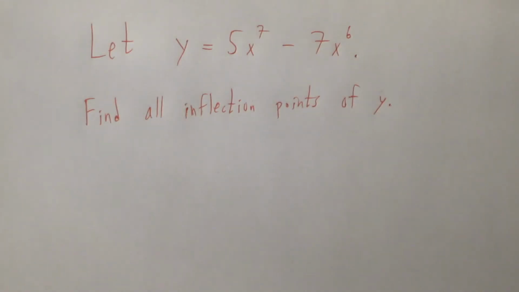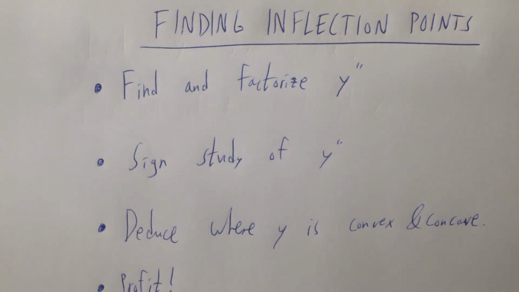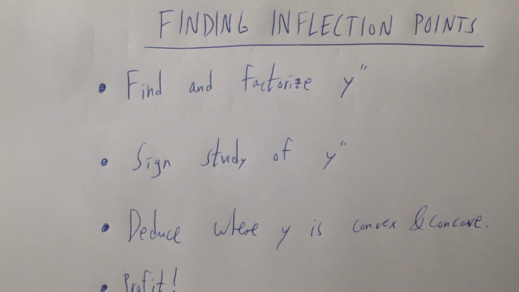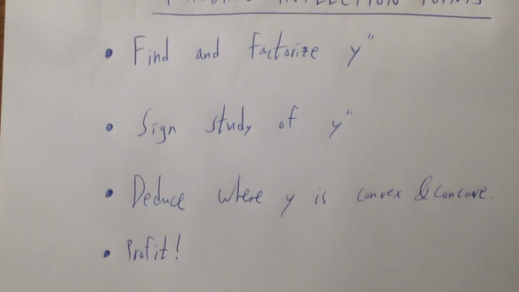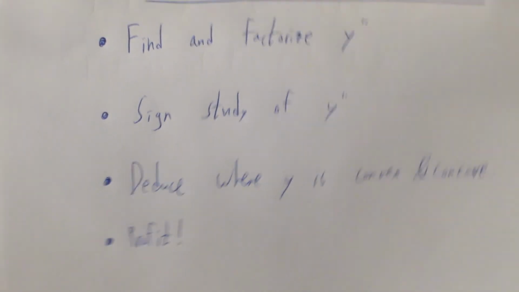Find all inflection points of y = 5x to the power of 7 minus 7x^6. Let's recap the basic recipe for how you find inflection points. You find and factorize the second derivative, then you do a sign study of it, and by looking at the sign of the second derivative you can immediately deduce where the function is convex and concave respectively, and then basically you are done. You can deduce from that where the points of inflection are.